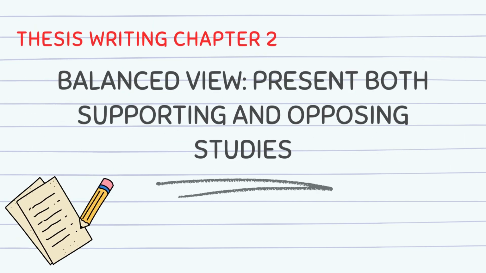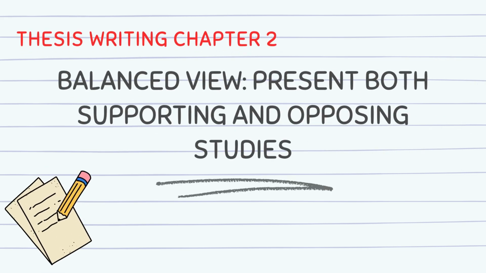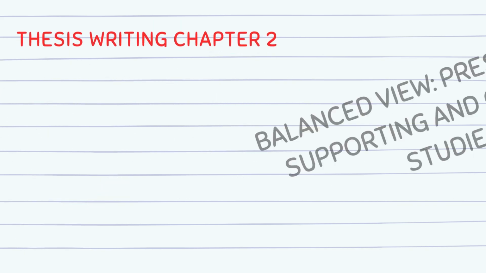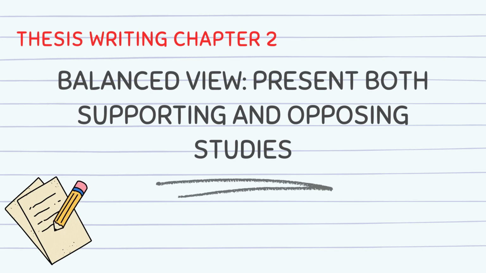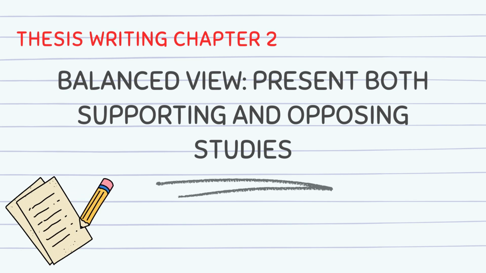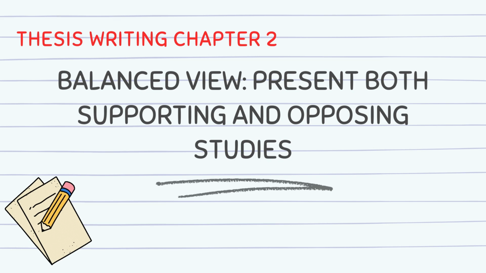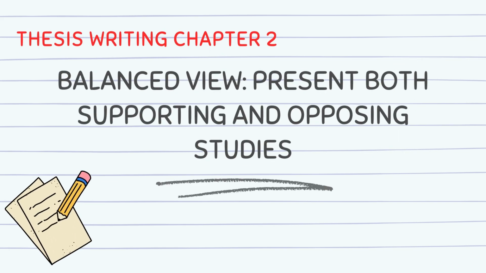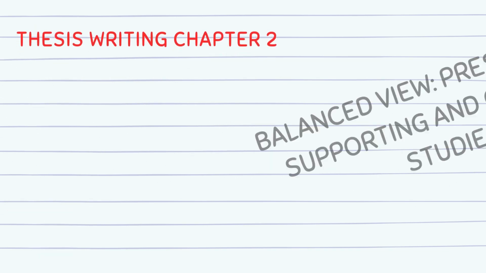In conclusion, writing Chapter 2 with a balanced view of both supporting and opposing studies not only strengthens your thesis, but also displays academic integrity, critical thinking, and research sophistication. Embrace the complexity of research, present multiple sides fairly, and position your study as a thoughtful, meaningful addition to the field. By achieving a balanced literature review, you not only earn the respect of your readers, but also contribute more genuinely to the ongoing scholarly dialogue.